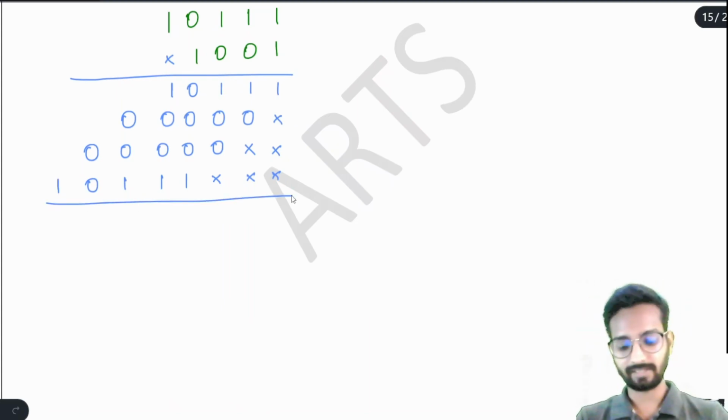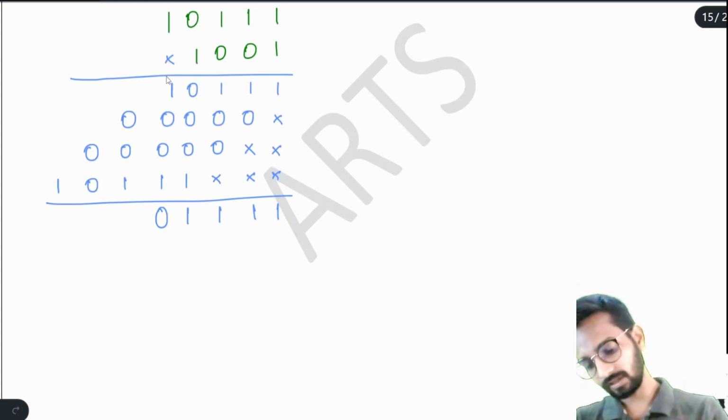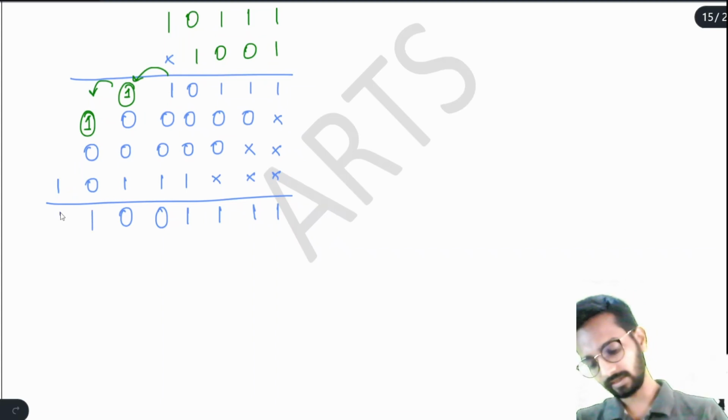10111, 10111, 101. Now we have to add this. So 1, this will be 1, 1 plus 0 is 1, 1 plus 0 is 1, 0, 0, 0, 0, 1. It will be 1, 1 plus 0 is 1, 1 plus 0 is 1, 1 plus 1 is 0, and 1 will be shifted to the left. Now again, 1 plus 0 will be 1, then 1 plus 0 again 1, 1 plus 1 again the same thing. We have to write 0, and 1 will be shifted to the left. Then 1 plus 0 is 1, 1 plus 0 again 1, and here also 1.